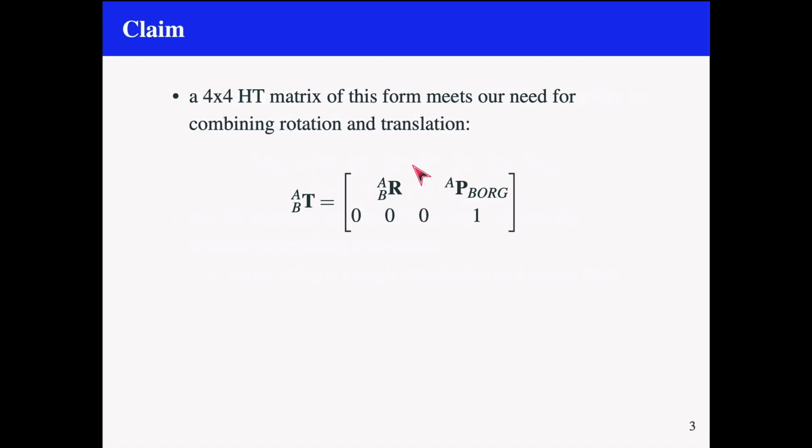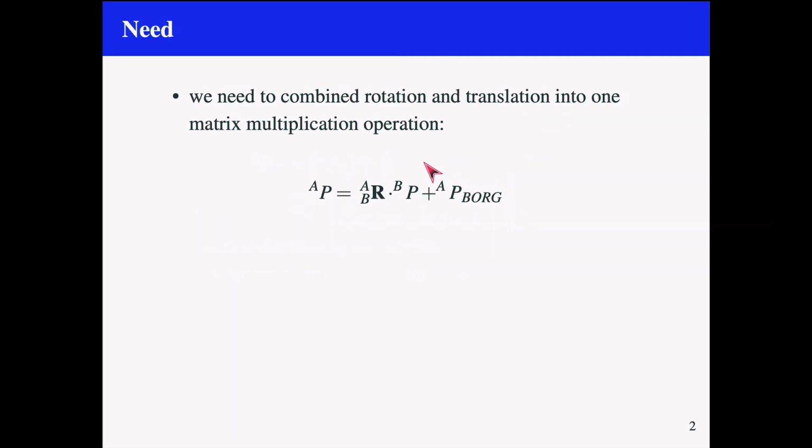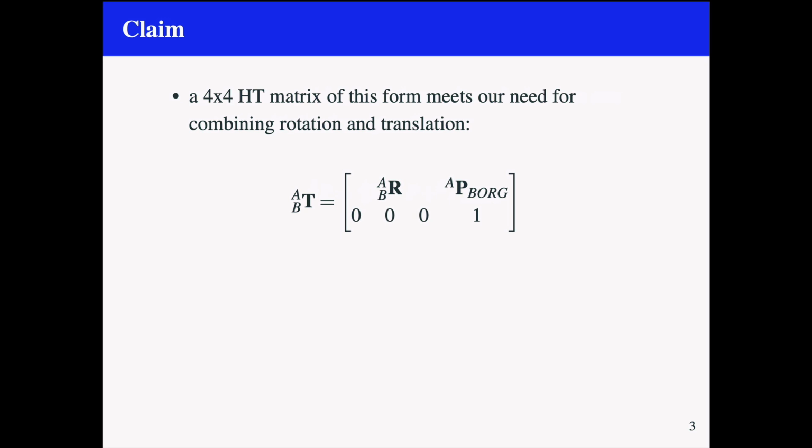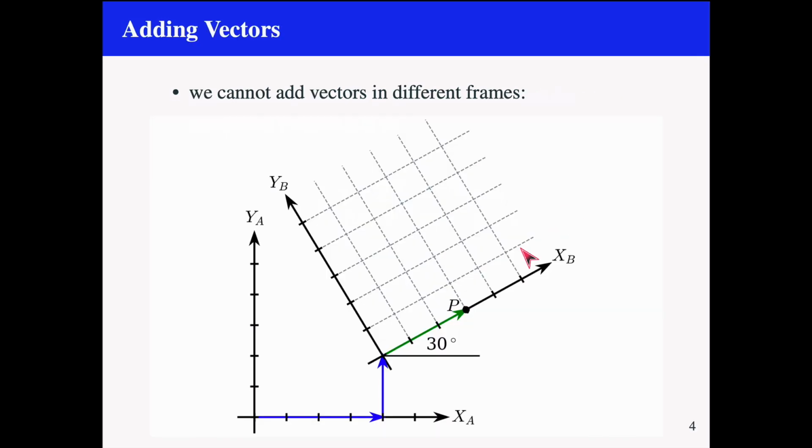So the claim is that if we put a 3x3 rotation matrix in the upper left corner, have a 3x1 P_B org A, and then append a 0, 0, 0, 1, we'll have a 4x4 matrix that represents this equation. That's what we're trying to accomplish. As I already mentioned, if I had a P that happened to be along the x-axis, I can't simply take 4 in the x, 2 in the y, and add another 3 in the x and get the correct answer for a vector from this origin to there.